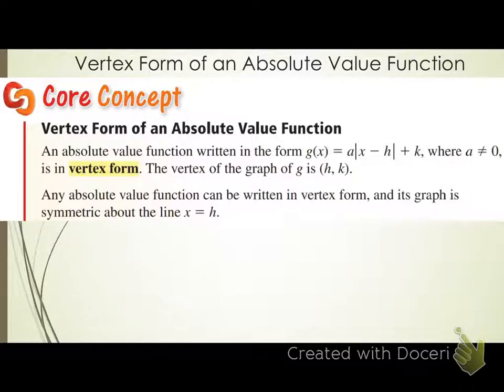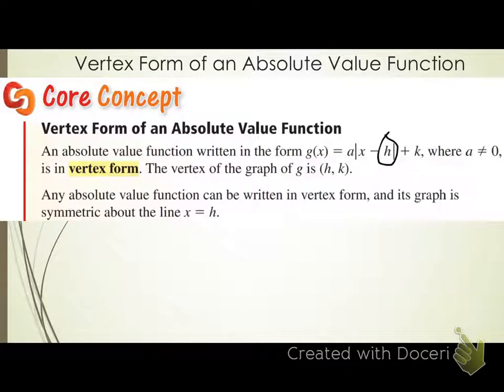Any absolute value function can be written in vertex form, and its graph is symmetric about the line x equals h. That comes from the equation also. Any questions on that? So if we're given an absolute value function in this form, we can get our vertex from it. And that'll be one of our ordered pairs that we put on our graph. That may be the ordered pair we start with, and then we start getting points to the right and to the left of it. Does that make sense?